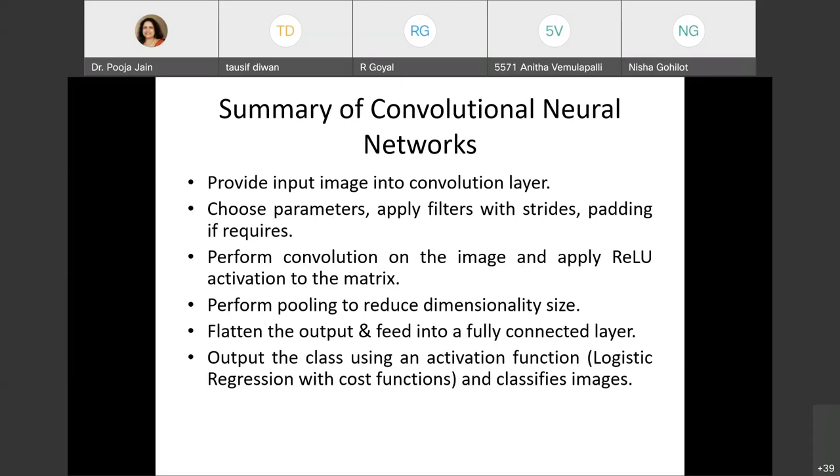Then perform the convolution on the image and apply ReLU as a non-linear activation function. It is not mandatory, but generally ReLU is used. Then perform the pooling operation for dimensionality reduction, and then flatten the output and feed it into a fully connected layer. Lastly, an activation function is applied to the output for the classes. Then finally, we perform the classification.